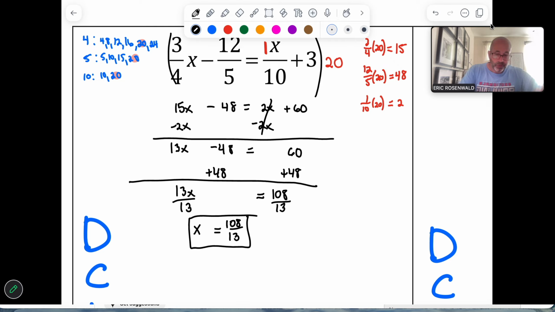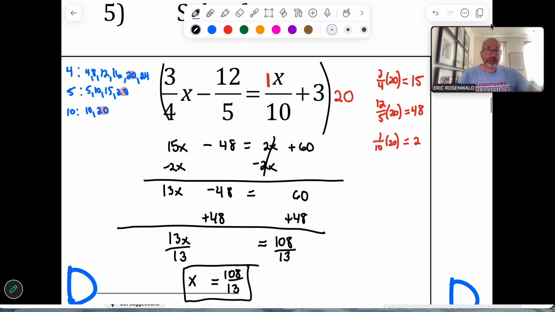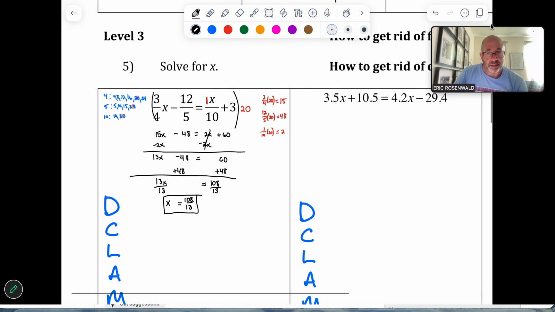All right, 2.4 times 20. I made a little mistake, that's why. I hate when I make mistakes. 12 times 20, and then divide that by 5, we get 48. Oh no, I was right. What am I talking about? Of course I'm right. All right, so it's 108 over 13 there.